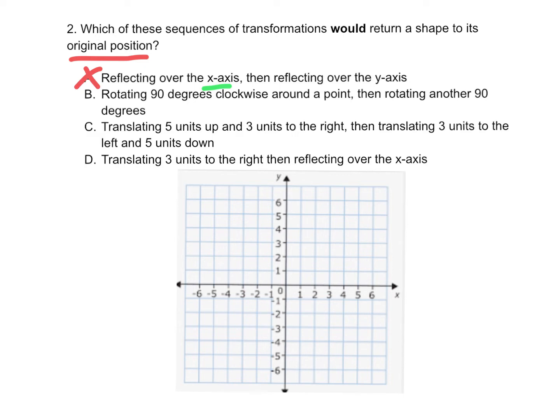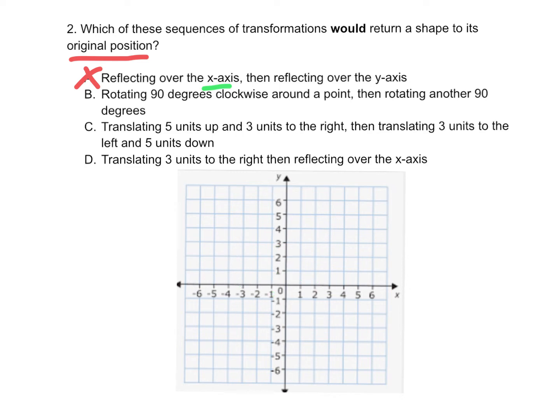Let's go ahead and check out letter B. Rotating 90 degrees clockwise around a point and then rotating another 90 degrees. So 90 plus 90 is 180. I suspect this is going to be a no. But let's go ahead and put our triangle here. And let's say that this is the point of rotation. So if I turn it 90 degrees, it's going to first come like this. And then another 90 degrees is going to bring it down to here. So it's not going to be that.